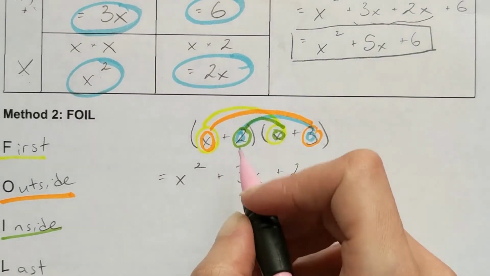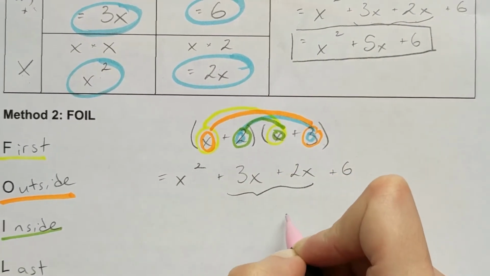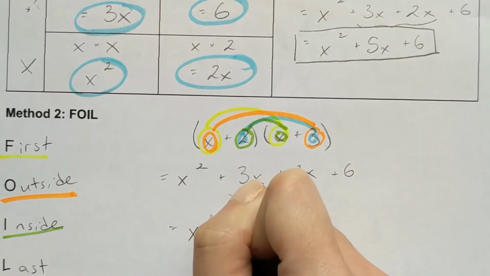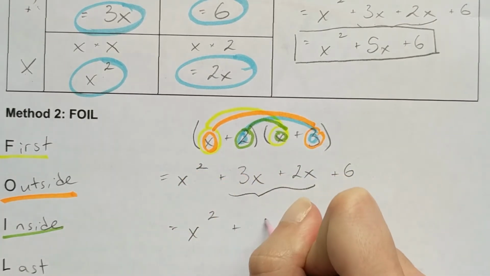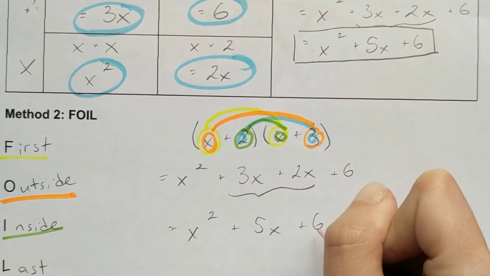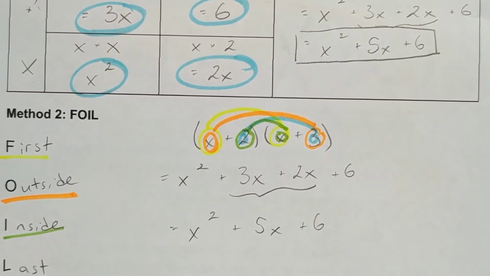Finally, we are going to combine our like terms here, just like we did previously, and our final answer is going to be x squared plus 5x plus 6.